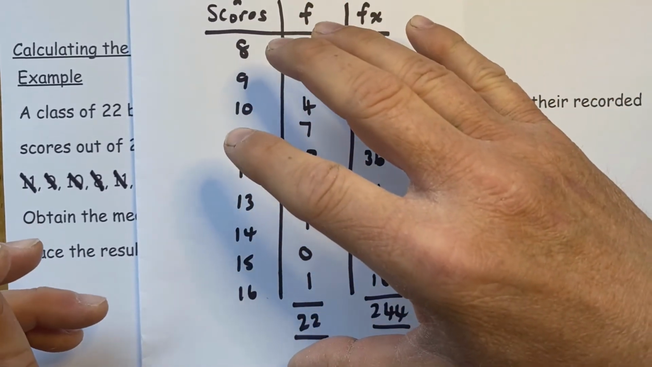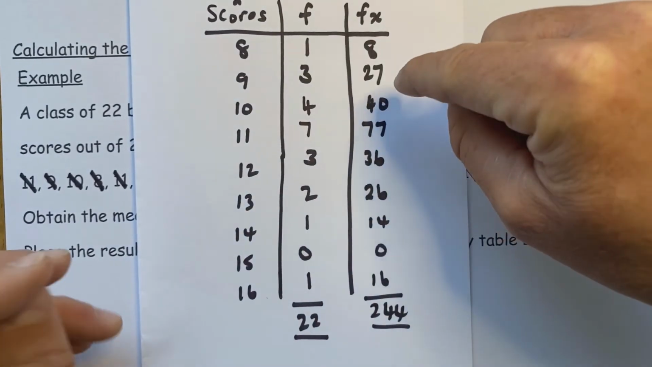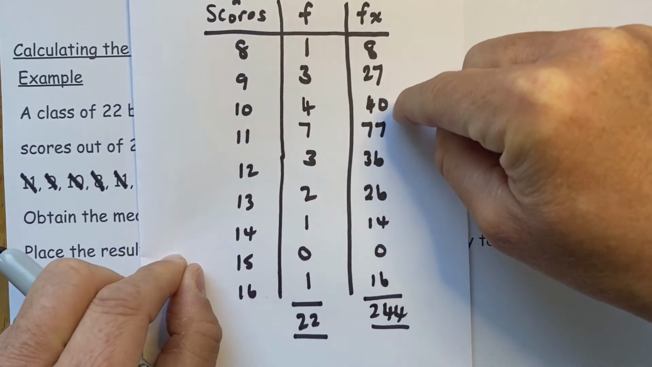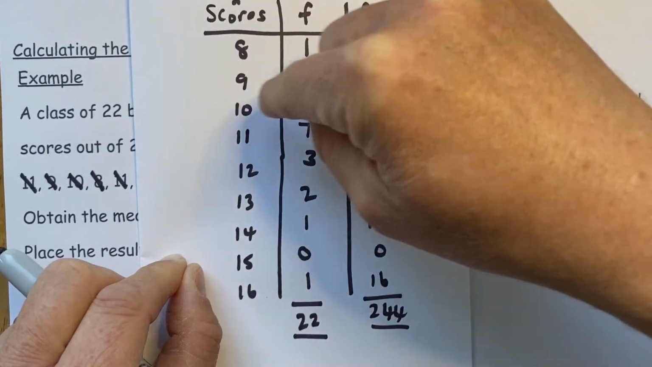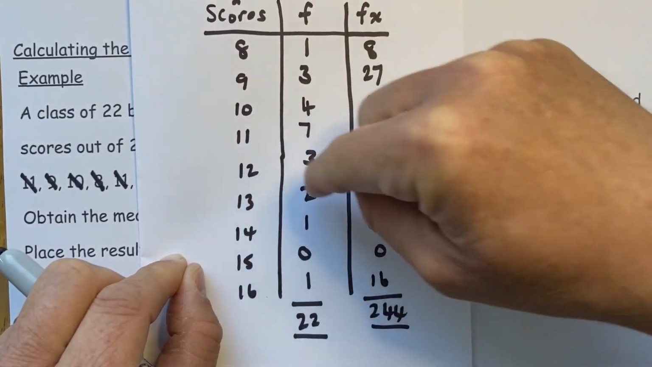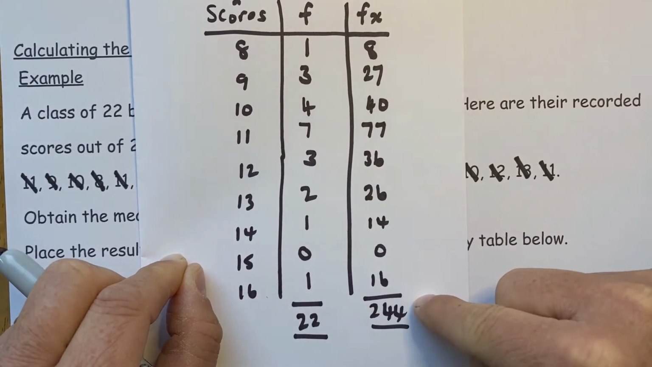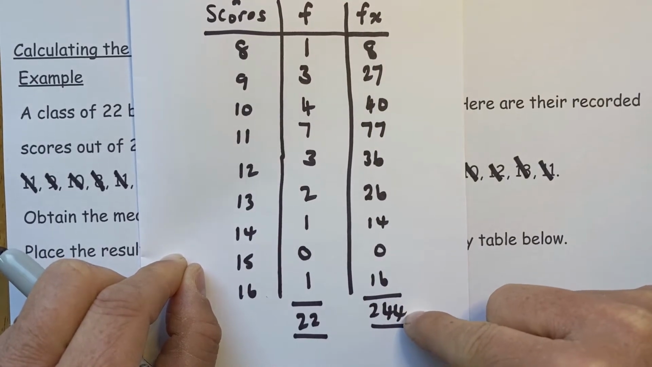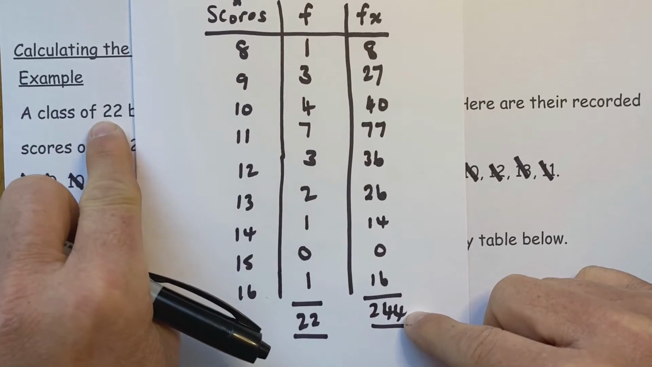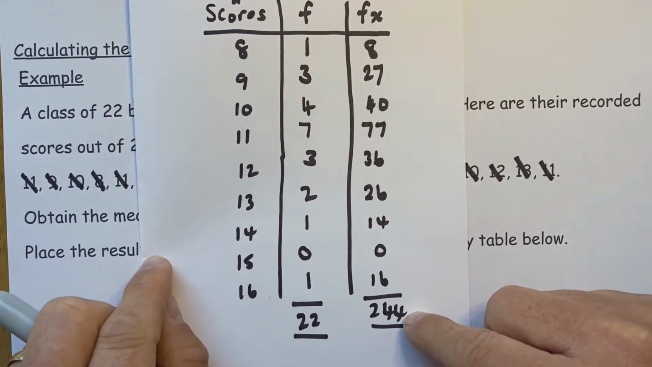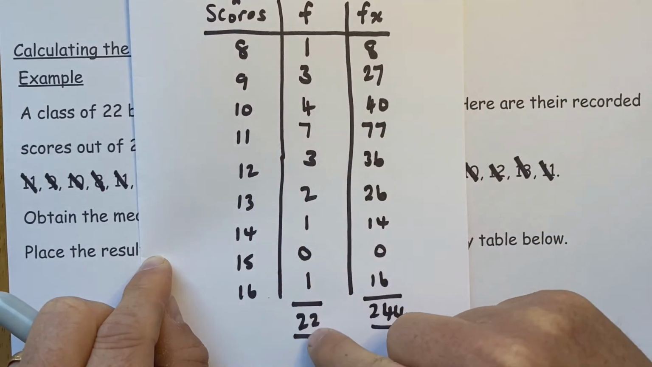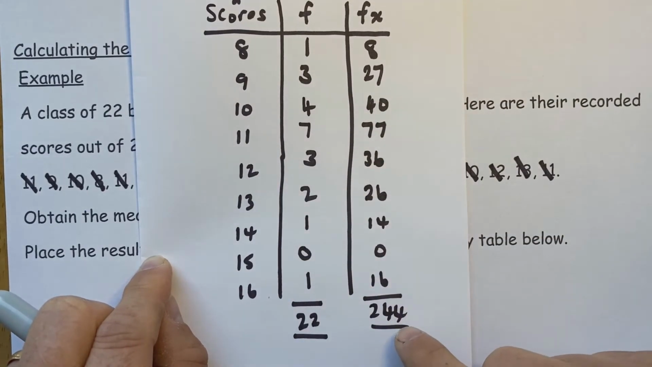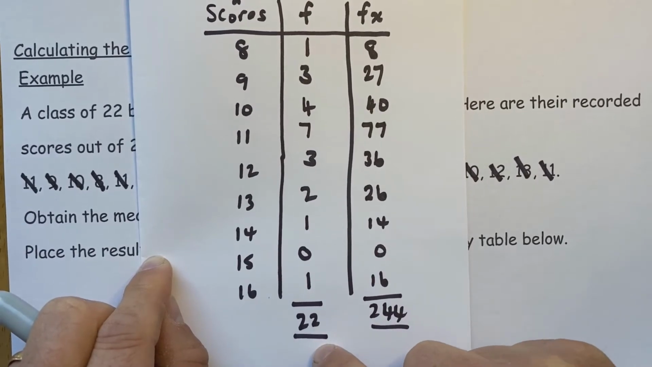And in order to work out the mean when it's in a table, you must first remember to work out the fx column, the frequency times the corresponding number each time. Then add that column up. Here it did tell me that the class was 22, but if it does not tell you in the question how many there are, adding the frequency column up would tell you how many there are, and then you divide that column by that column.